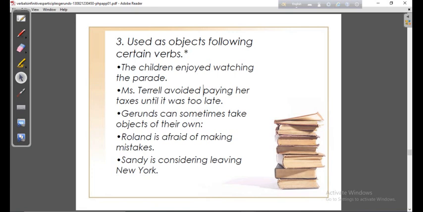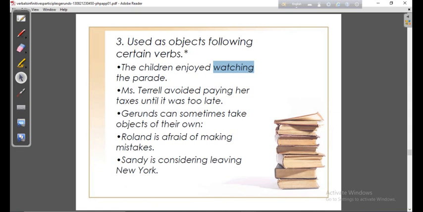Watching, its main form is watch, and it has taken ing with it. So now it is working like a noun. So if a verb taking ing works like a noun, it's a gerund. So here watching is the gerund.